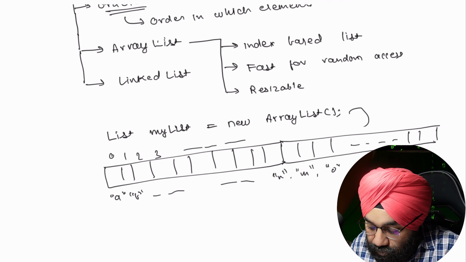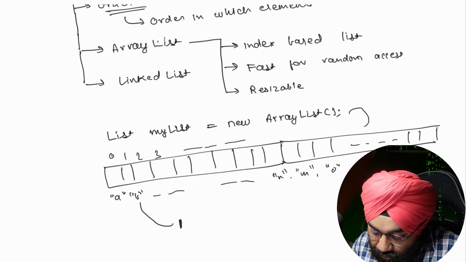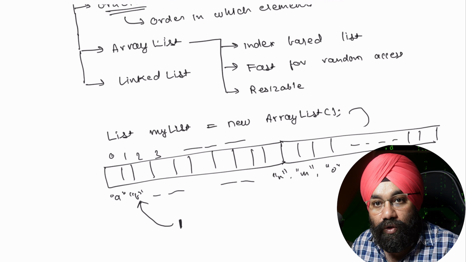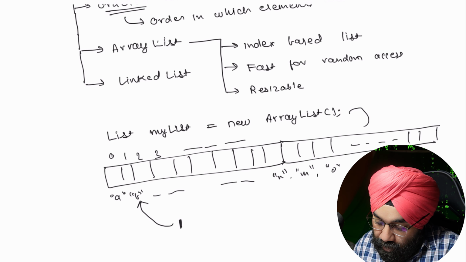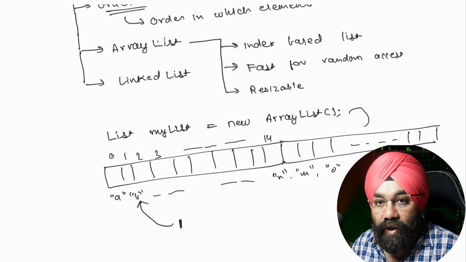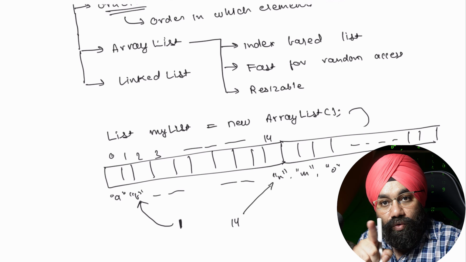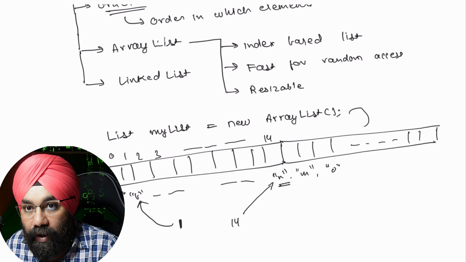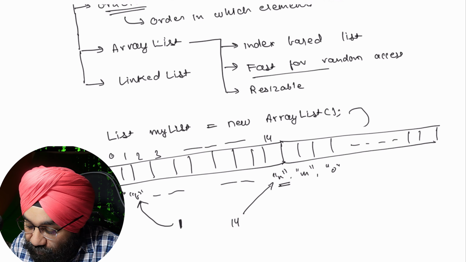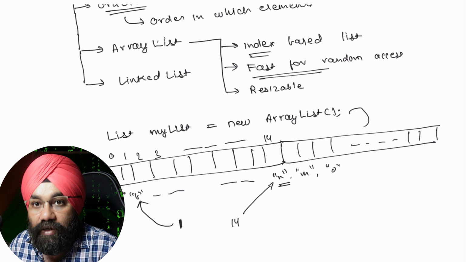Now suppose you want to access the element at position 1. You know that b is living at position 1, so in one CPU cycle operation you can access it. Suppose you want to access the element at position 14. In one CPU cycle you can go directly to position 14, and you will come to know the value there. So this is why it is very fast for random access. And it is an index based list, where every element is associated with an index.